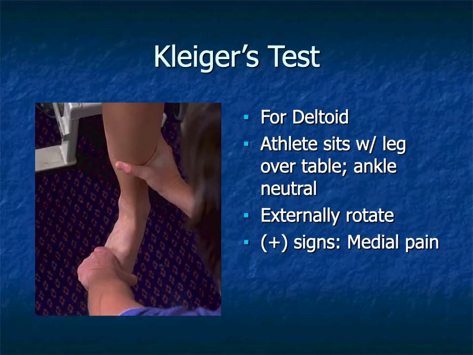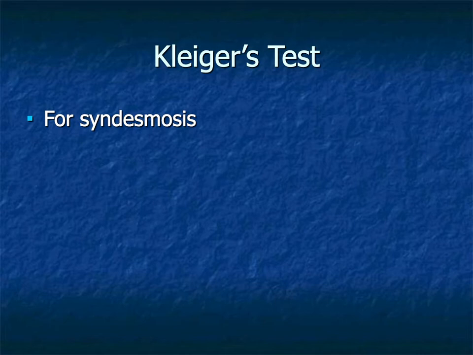Klinger's test is again for the deltoid, and so you can see the patient has their leg hanging off the end of the table with the ankle in neutral position, and we externally rotate the ankle, and again the positive sign is there's more laxity and there's medial pain. We can do this for our syndesmosis or for a high ankle injury, high ankle sprain.